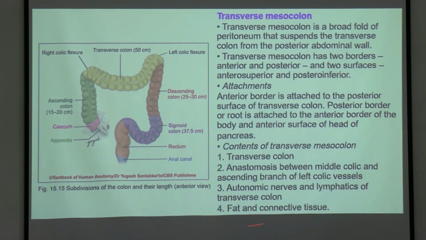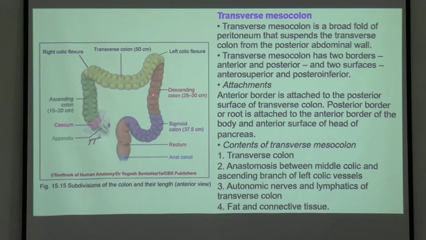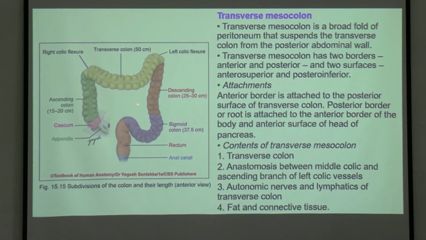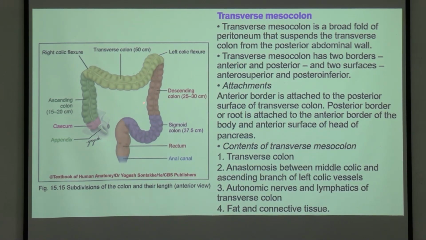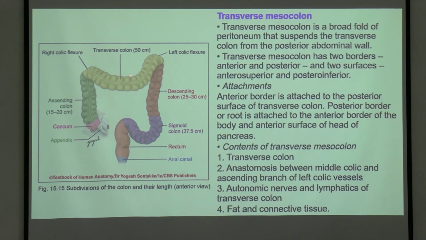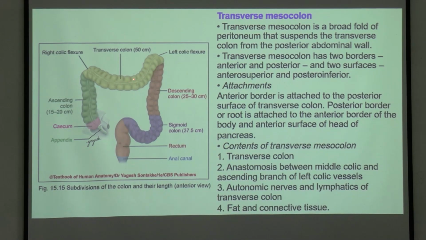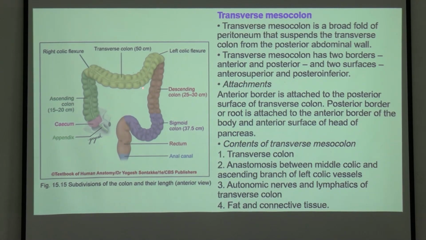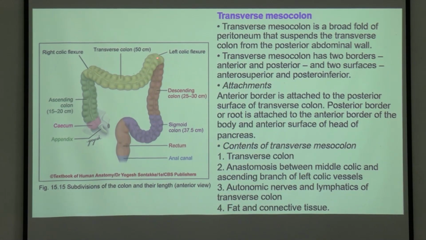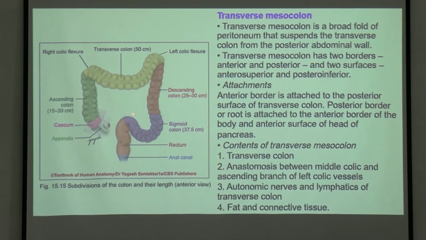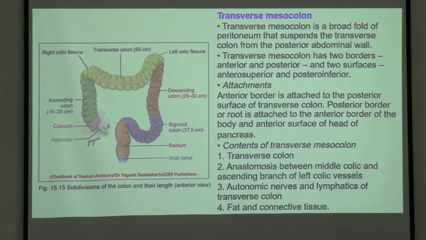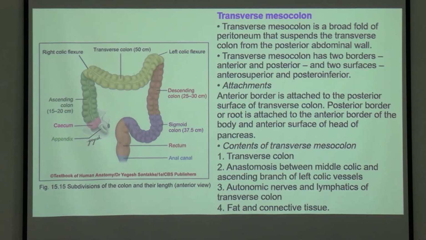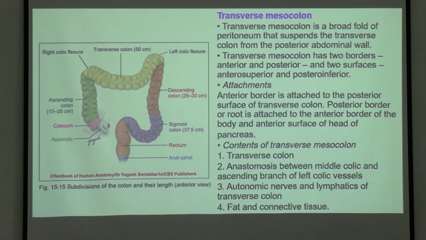And also on this side we are getting the left colic artery and sigmoidal arteries. So there is a junction, this is the junction between the midgut and the hindgut. The right two-thirds belongs to the midgut and the left one-third belongs to the hindgut. From here onwards, the whole gut is called the hindgut, which is being supplied by the inferior mesenteric artery.